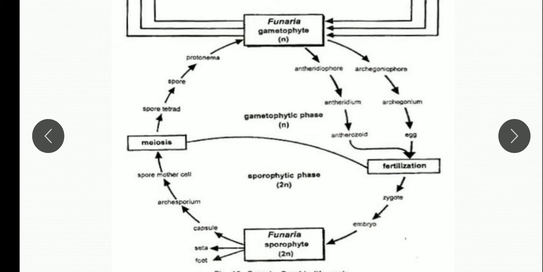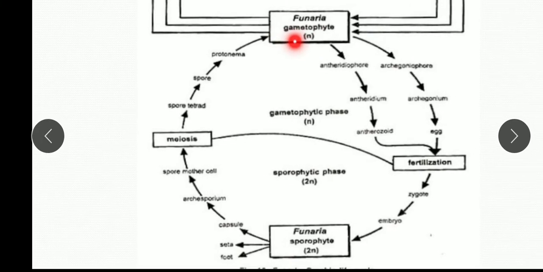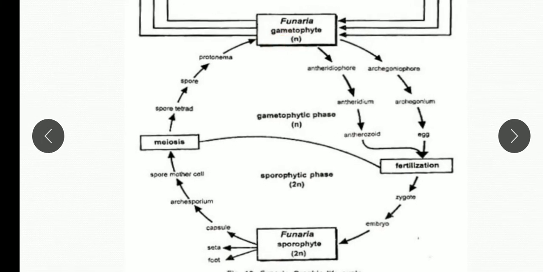Now I will explain here how this cycle follows. We'll start from the gametophytic stage of Funaria. In the gametophytic stage, it produces gametes. So how does it produce gametes? Here you will see the male sex organs and the female sex organs are there.